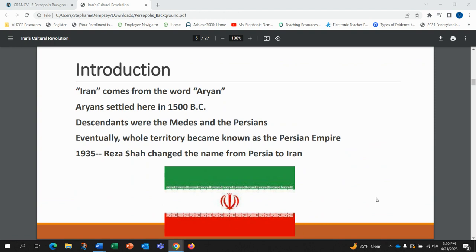Iran comes from the word Aryan. Aryans settled here in 1500 BC. Descendants were the Medes and the Persians. Eventually, the whole territory became known as the Persian Empire. In 1935, Reza Shah changed the name from Persia to Iran.